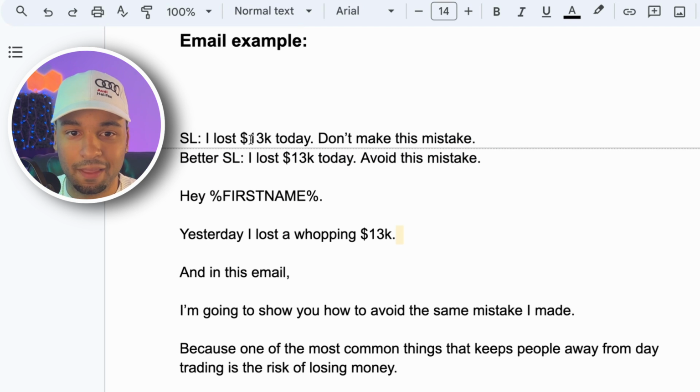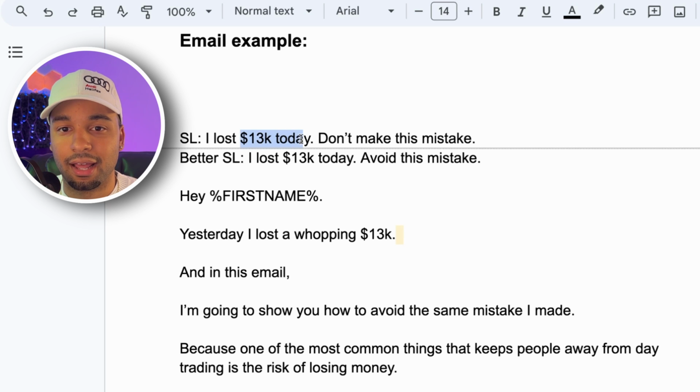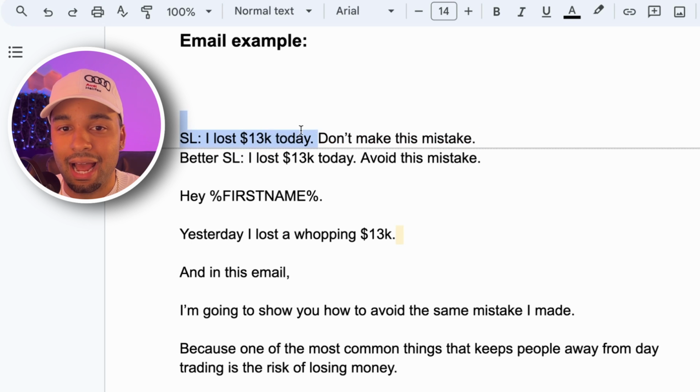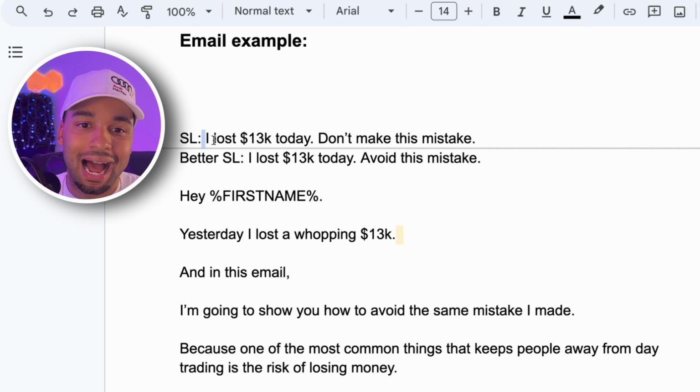So the subject line is, I lost 13K today. Don't make this mistake. Now, the reason why it would be powerful is because you can see that it has an actual pain point, right? Nobody wants to lose money. So it's essentially saying, I lost money. Here's how you don't make the same mistake, right?